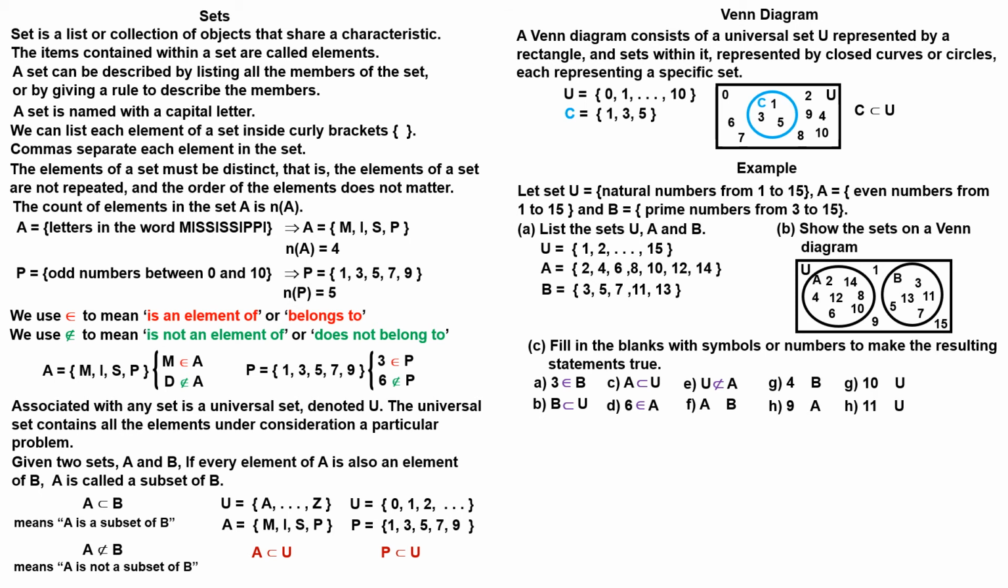Set A is not a subset of set B. 4 is not an element of set B. 9 is not an element of set A. 10 is an element of set U. 11 is an element of set U. Set A has 7 elements. Set B has 5 elements.